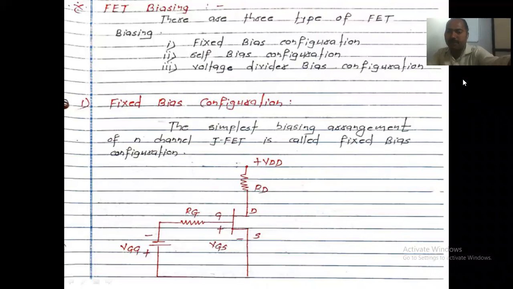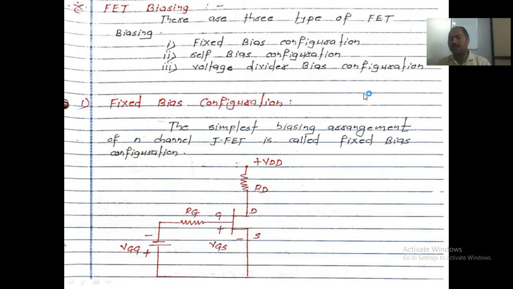When we use the field effect transistor, one important thing is that it requires biasing. Biasing means applying voltage to the respective terminals of the field effect transistor to work in a particular condition. There are three biasing configurations of the field effect transistor: one is fixed bias, another is self bias, and the third is voltage divider biasing.